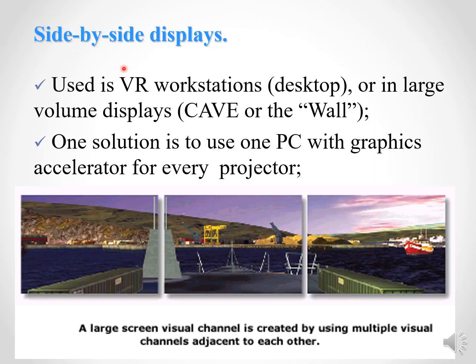Side-by-side display. This category is basically used in virtual reality workstations like desktop-based or in a large volume display like in a CAVE or the wall type of display. If we want to implement this side-by-side display, it is suggested to use one PC with a graphic accelerator for every projector so that it can support this kind of display. As you can see from this figure, there is a large screen video channel that is created by using multiple video channels that are adjacent to each other.